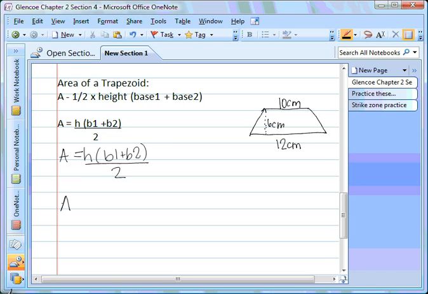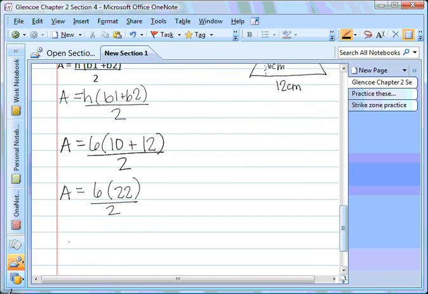Now let's fill in our numbers. Area equals, the height is 6, the first base is 10, the second base is 12, and all of that gets divided by 2. So when we solve, our area equals 6 times 22 divided by 2. And when we get our final answer, we multiply 6 times 22 divided by 2. Our area will equal 66 centimeters, was our unit of measure over here, remember? And we have to square it because we're finding area.